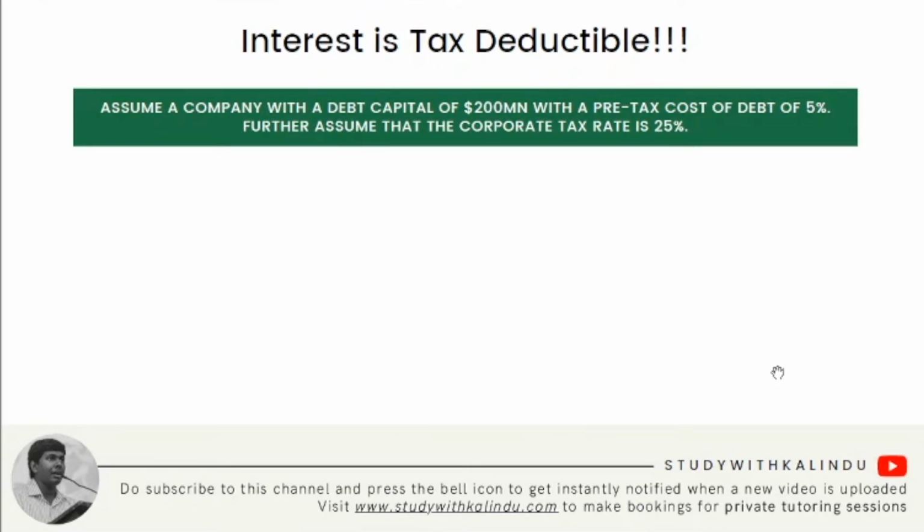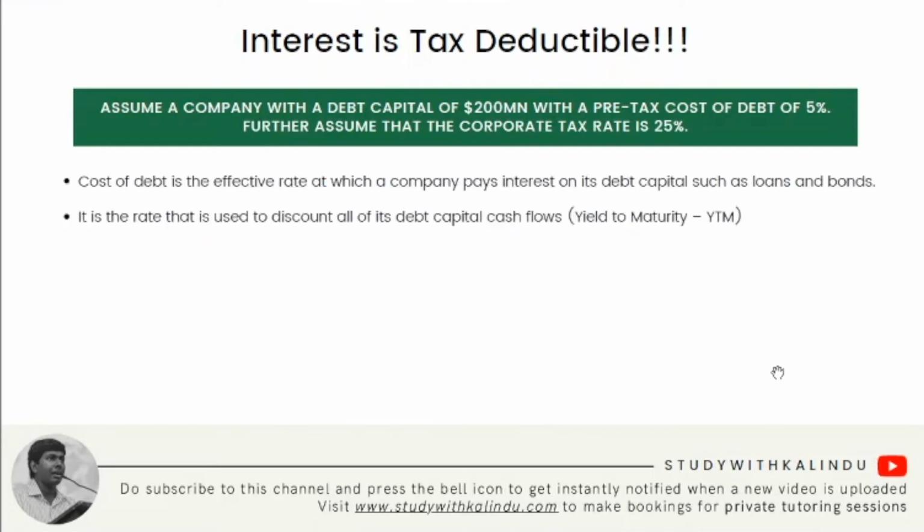We have the company which is having 200 million debt capital and a pre-tax cost of debt of 5%. Now how did this 5% happen? Because you paid an interest of 10 million, which we just looked at. 10 divided by 200 is your 5%. And now we've been given that the tax rate is 25%. Let's understand this tax deductible story.